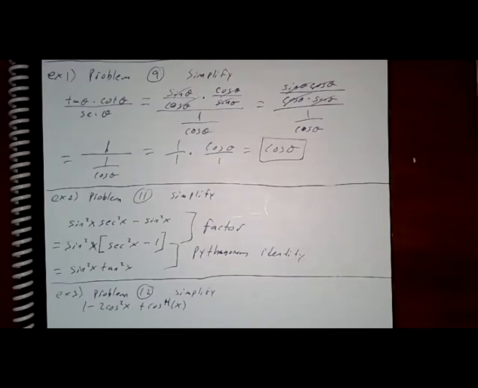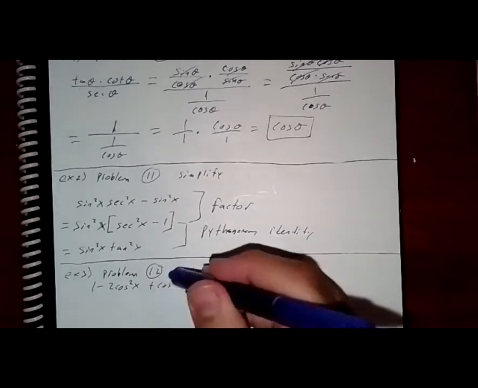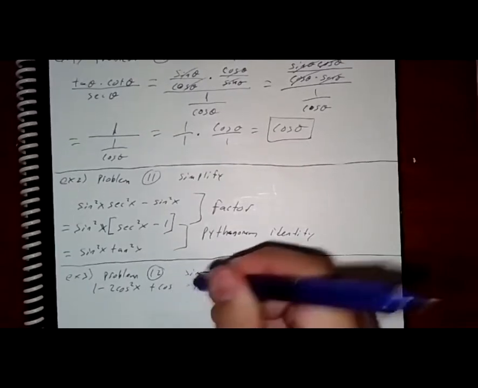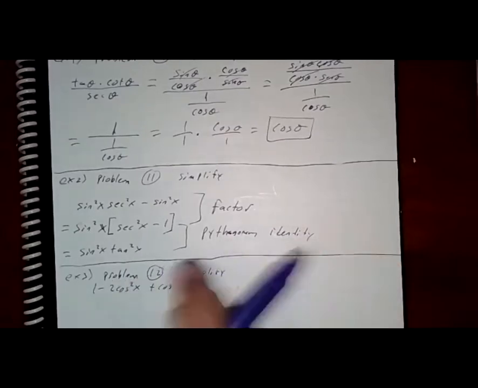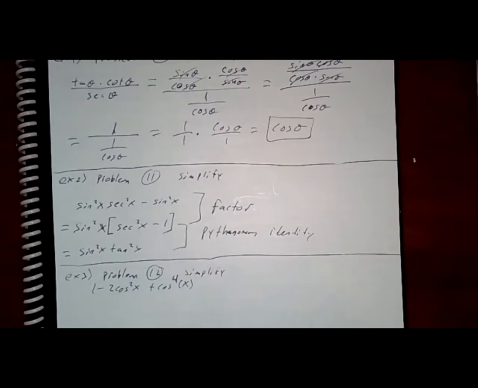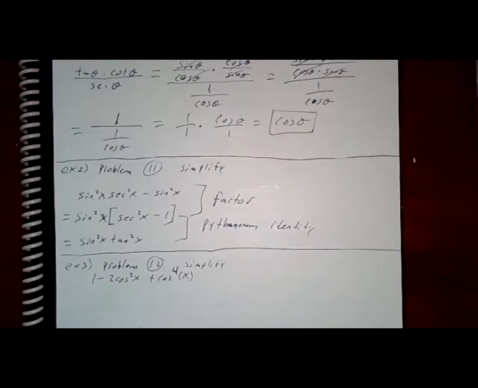Sorry, sir, I can't really read your handwriting. Is that a 4 above the cosine x? Yeah, it should have been a 4. I just smeared it. Sorry about that. It's okay. Anytime, let me know if you can't read something. I know how I write. It's not the best. So it's 1 minus 2 cosine squared plus cosine to the 4th. All the arguments are x.